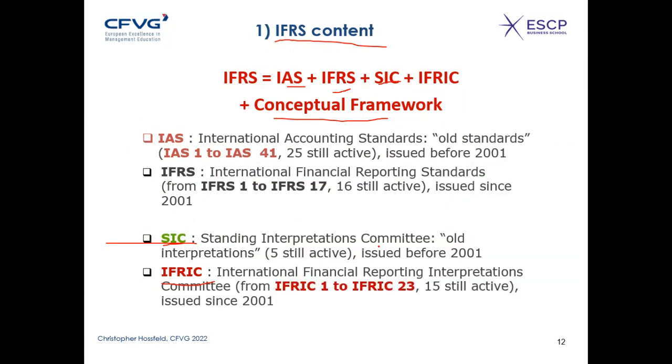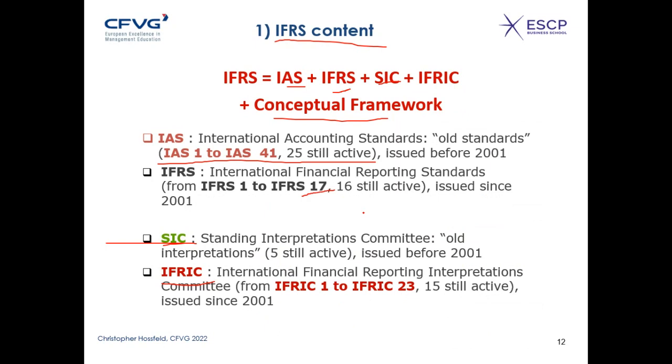IAS number 1 is one of those. That means in the meantime, they're updated. So as you can see today, we still have 25 of the old standards that are still active, although we are already 20 years after the change. And today we are up to IFRS 17. IFRS 17 is the latest issued, on accounting for insurance contracts, for example.